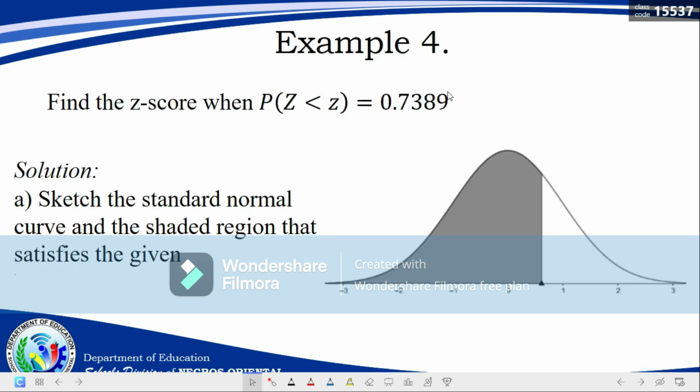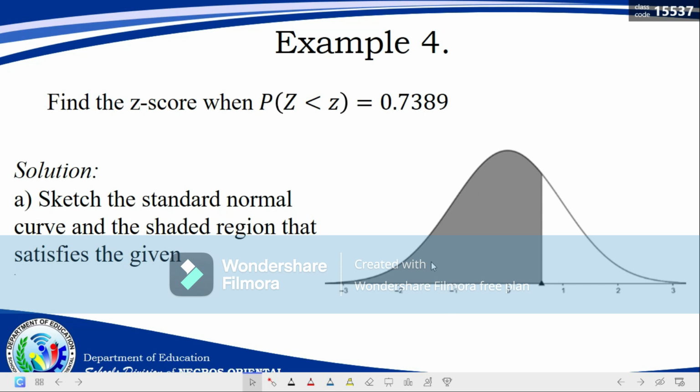Okay, example 4. Find the z-score when P, the probability of Z being less than the z-score, is equal to 0.7389. So it's another problem again. We are given the area, and the z-score is unknown. Okay, so it's the other way around. So how are we going to solve this? Solution: sketch the standard normal curve and shade the region that satisfies the given. So we're going to estimate here. We don't know what the z-score is, but we're given the area, that is 0.7389.